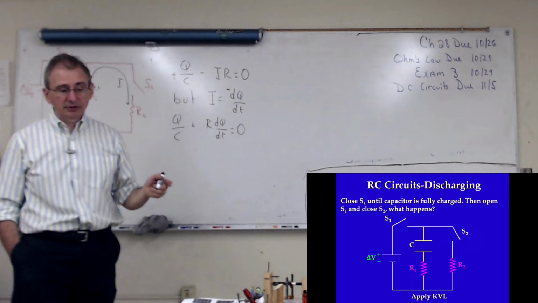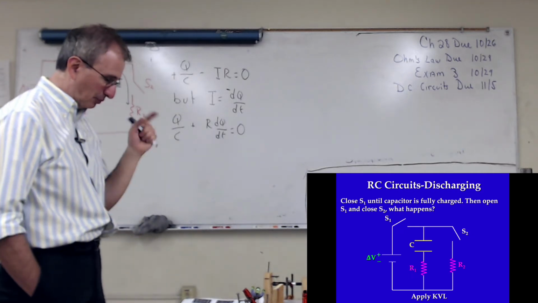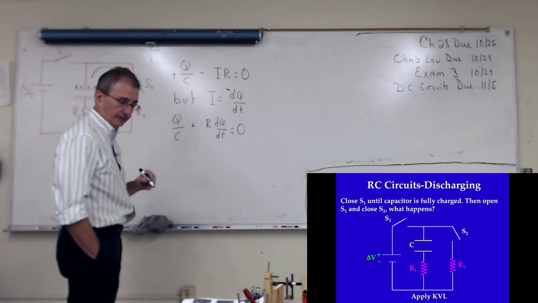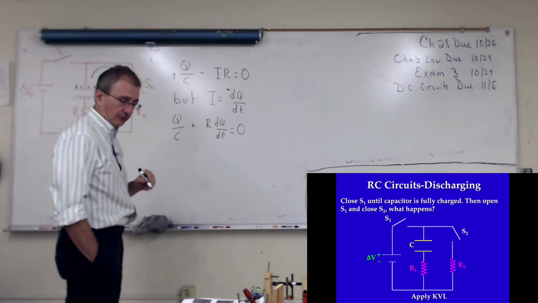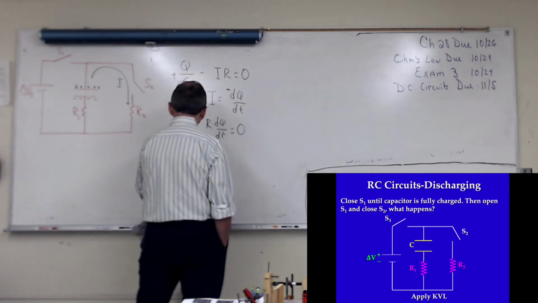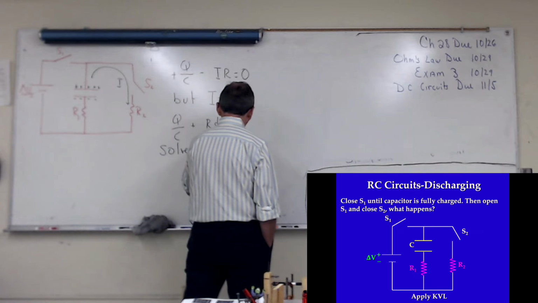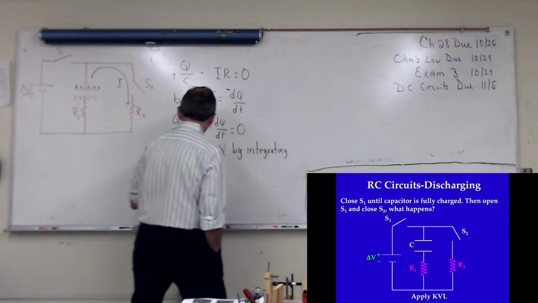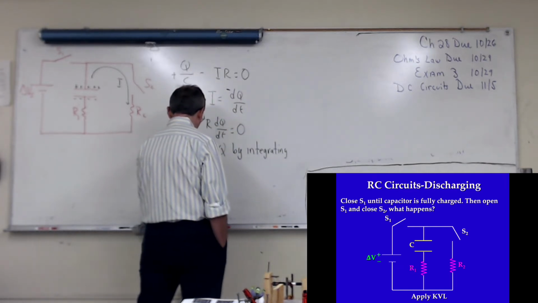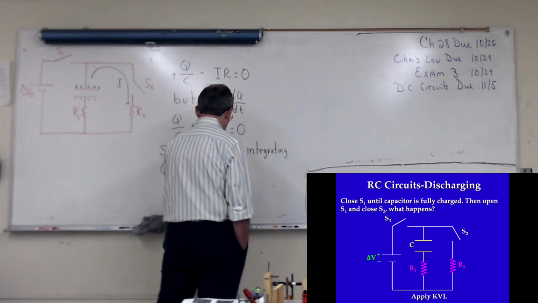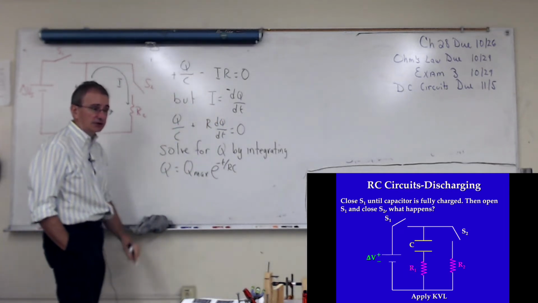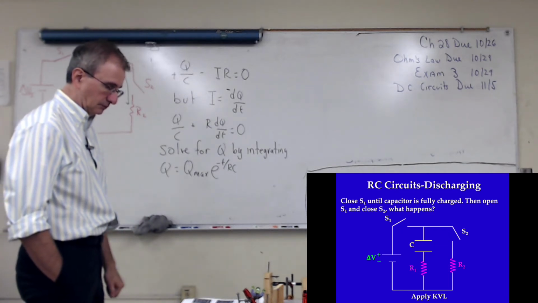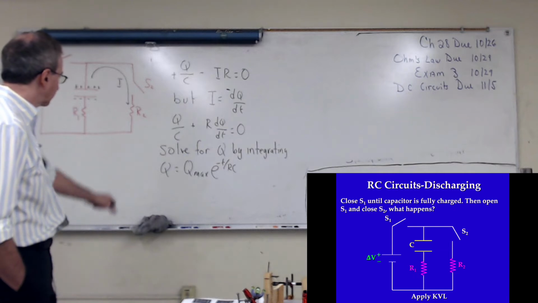And you separate variables. I'm not going to do the solution. It's in your notes. You separate variables and you solve for Q. And when you do that, I get Q equals Q max e to the minus t over RC. And this is how the capacitor discharges. Okay, this is how the capacitor discharges.